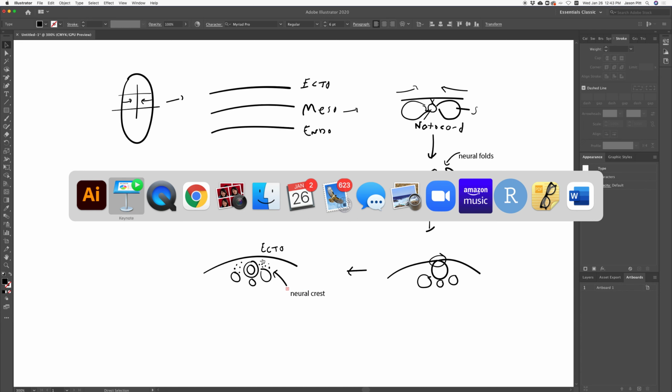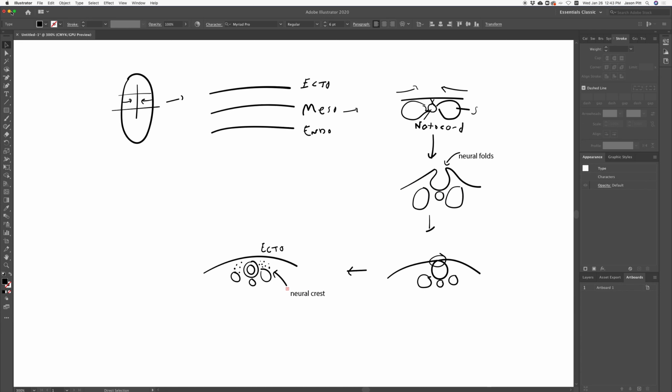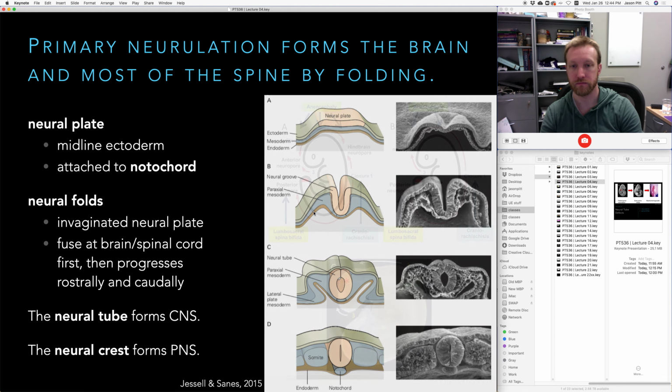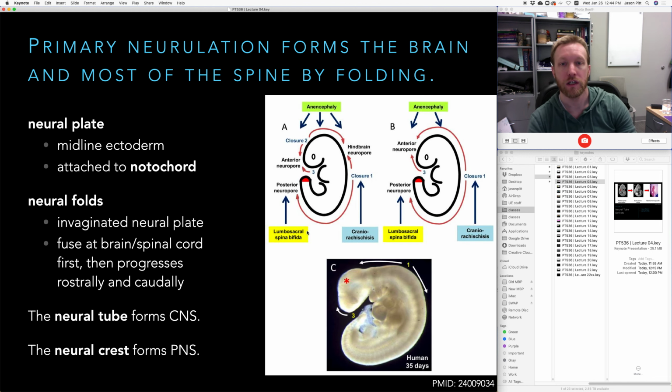neural crest cells. That's what makes our peripheral nervous system. So those are the free cells that break off during neurulation. That's what's going on here. They just don't show us the little bit of neural crest that breaks off.